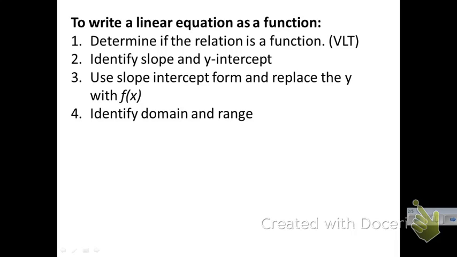The second step is to identify the slope and the y-intercept, and you should be able to pick those out by using the graph. And then step 3, we will use slope-intercept form and replace the y value with f of x, and then that will be what's known as function notation. And then last, you'll identify the domain and range.